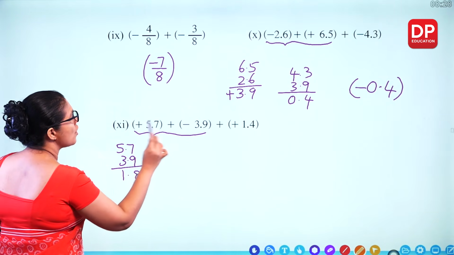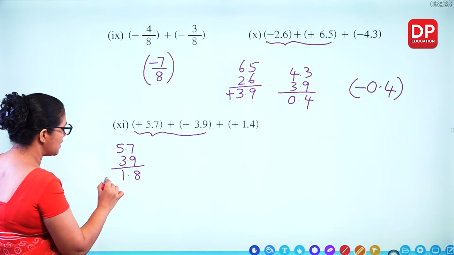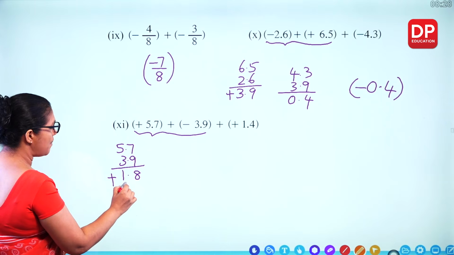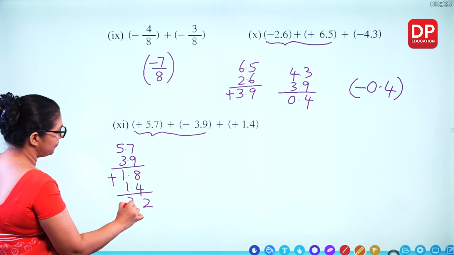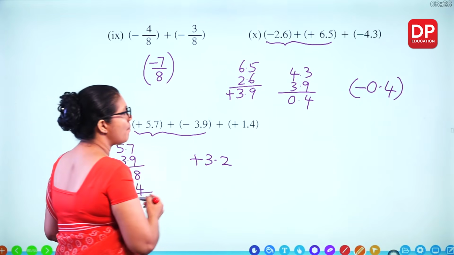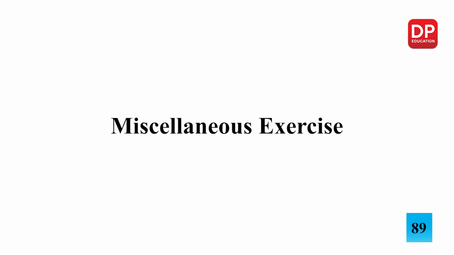1.8. Which number is larger than this? So 5.7 is larger, so this is positive. Now positive again. So that means add 1.4. So you get 3.2. That's positive. Now look at miscellaneous exercise.